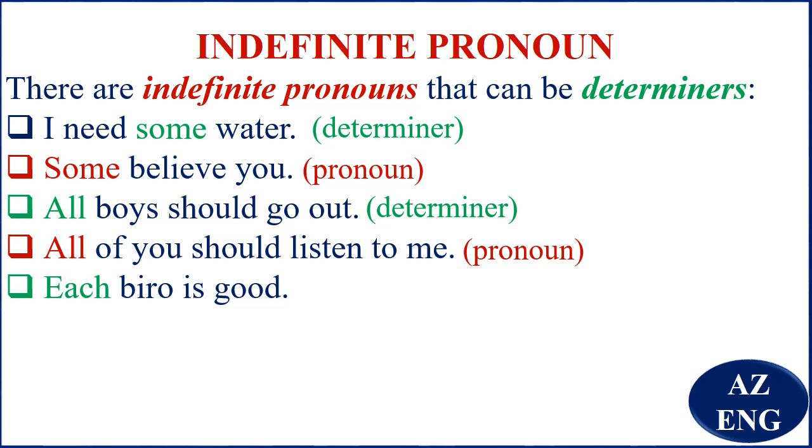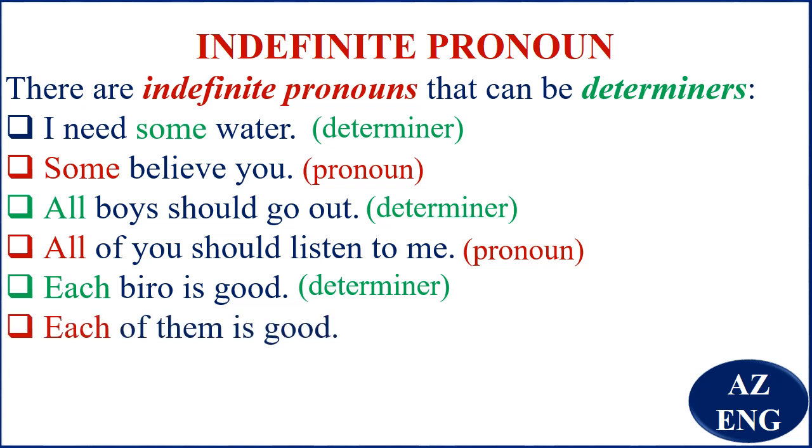Each biro is good. After the each, you've got a noun. So that means you should be able to know that it is a determiner. Each of them is good. For example, like all of you, each of them. So here you say is a pronoun.